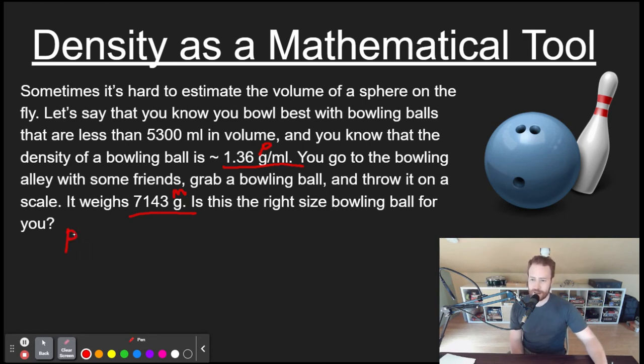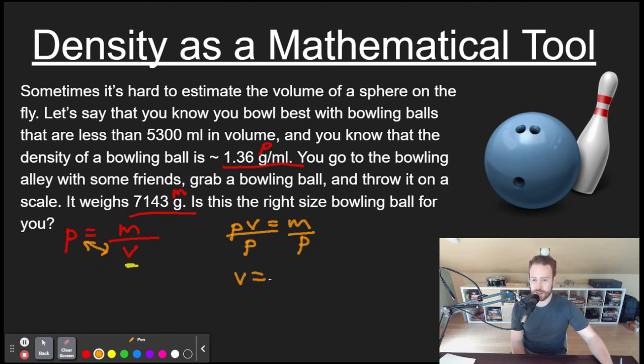So we've got density equals mass over volume. We are going to solve for volume because we know density and mass. So let's actually do the rearrangement ahead of time. All right, we're going to cross multiply: density times volume equals mass. But we want to get volume by itself. So now we're going to divide both sides by density, and we get that volume is equal to mass divided by density.